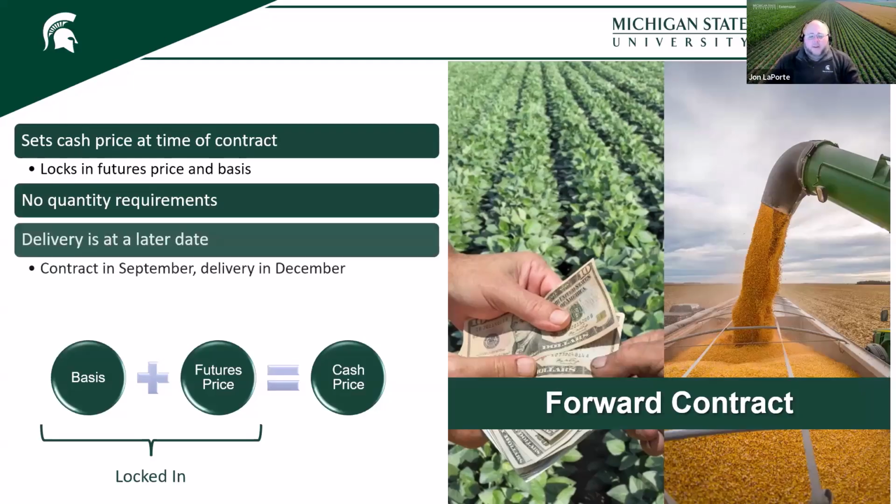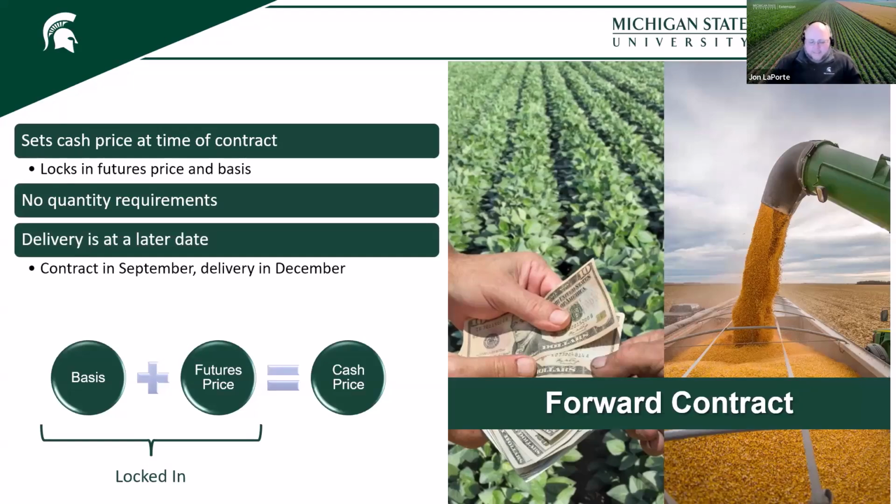The delivery is at a later date, so you can think about what your storage costs, those costs of ownership, are, to decide if that is a good price that we're seeing. And you can set that contract, for example, in September with the idea you're going to deliver it in December.